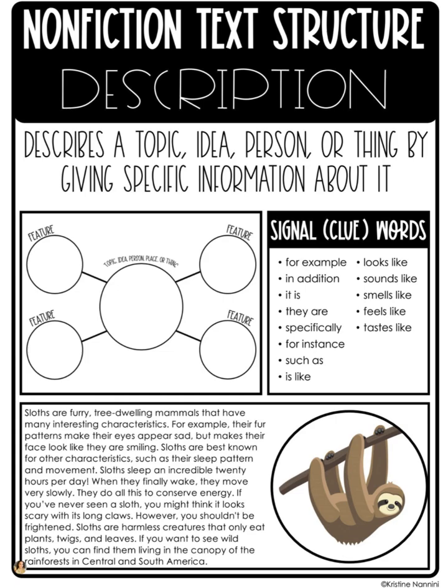Sloths are furry, tree-dwelling mammals that have many interesting characteristics. For example, their fur patterns make their eyes appear sad, but makes their face look like they are smiling. Sloths are best known for other characteristics, such as their sleep pattern and movement. Sloth sleeps an incredible 20 hours per day. When they finally wake, they move very slowly. They do all this to conserve energy.